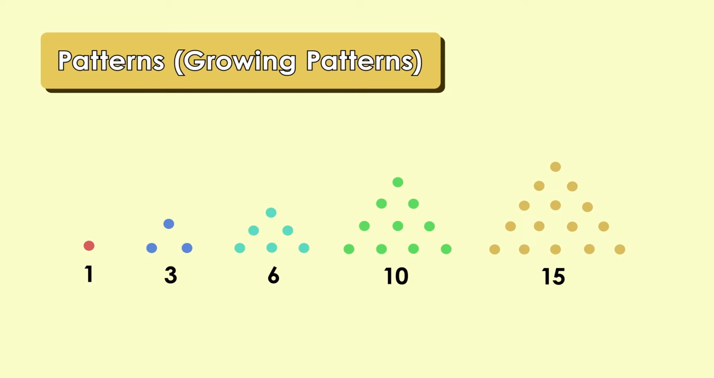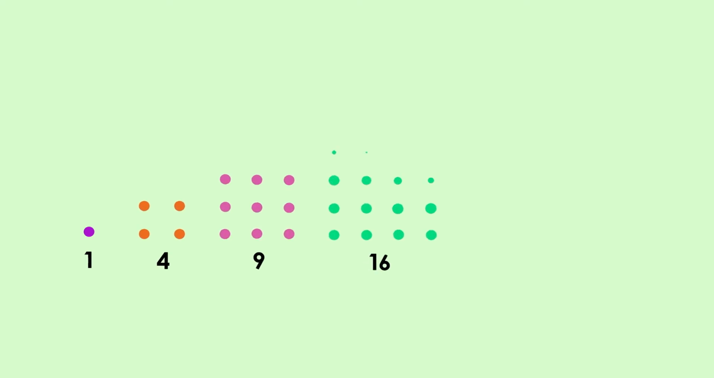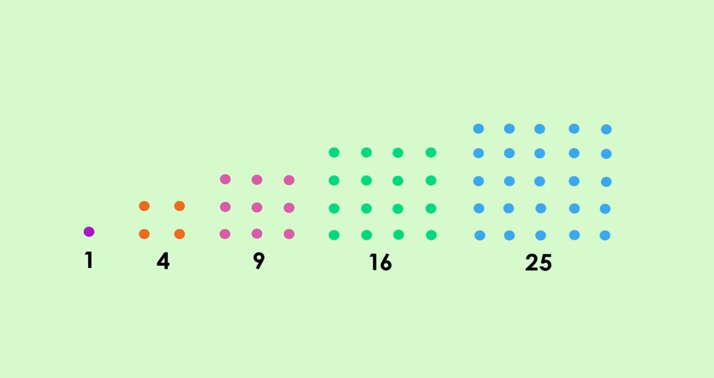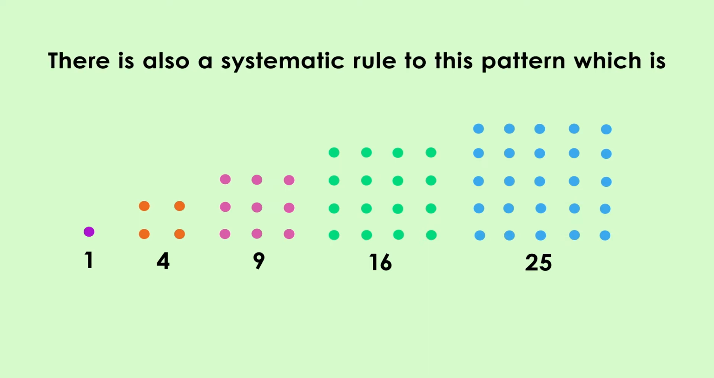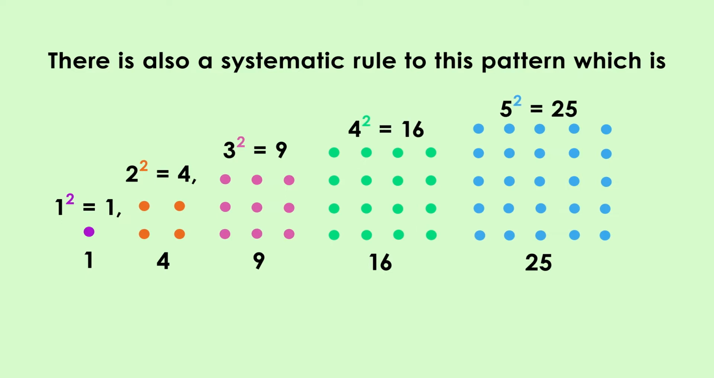Let's now look at another growing pattern. This growing pattern gives the sequence of square numbers which is 1, 4, 9, 16, 25 and so on. There is also a systematic rule to this pattern which is 1 to the power of 2 is 1, 2 to the power of 2 is 4, 3 to the power of 2 is 9. Algebraically, each term can be represented as n squared.